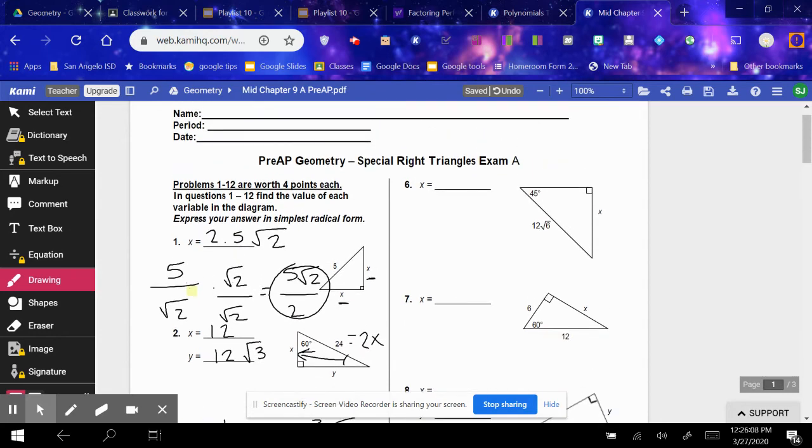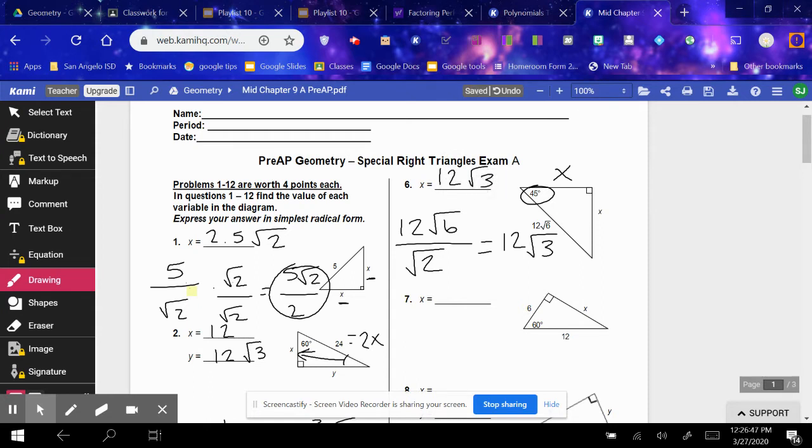Number 6, we have a 45-degree triangle again. So both of our legs are the same length. Our hypotenuse is 12 square root of 6. So to find the leg, we have to divide by the square root of 2. So we get 12, and we can divide those square roots. 6 divided by 2 is 3, and 3 cannot simplify, so our radical is already simplified, and that's our answer.